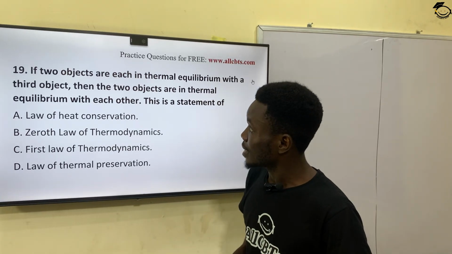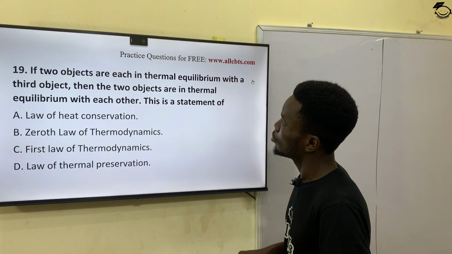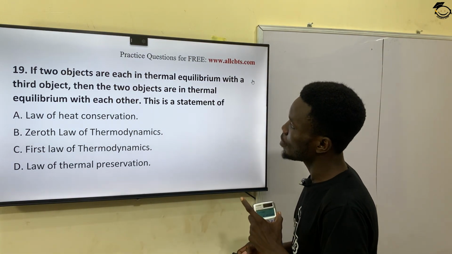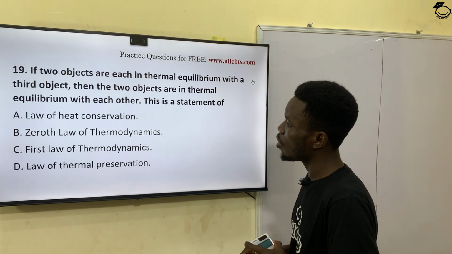That takes us to question number 19, which says, if two objects are each in thermal equilibrium with a third object, then the two objects are in thermal equilibrium with each other. This is a statement of that.